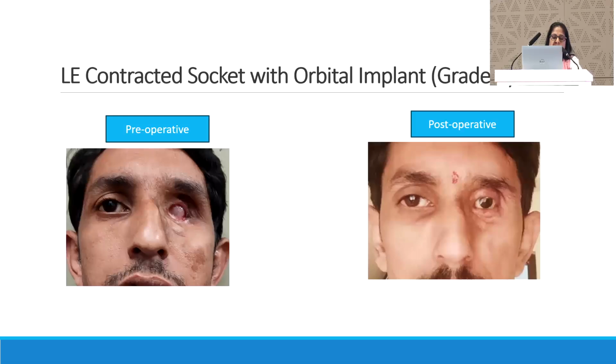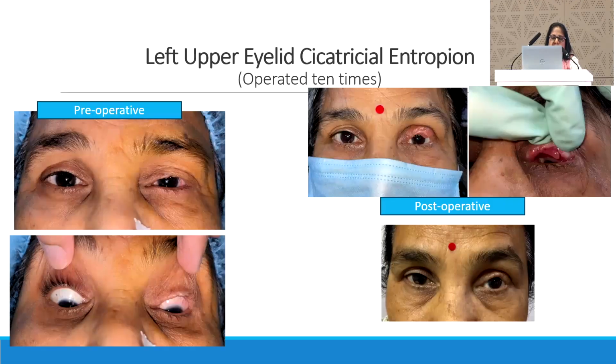This patient had multiple surgeries done, including mucosal graft, but the lower lid was not forming, was not supporting the artificial eye. So this is after the skin cartilage graft. You can see the post-op picture with the artificial eye. This patient, very interesting, was operated almost 10 times elsewhere. There was entropion in the upper lid, badly traumatized, even absent tarsus, and the lid was also very irregular.